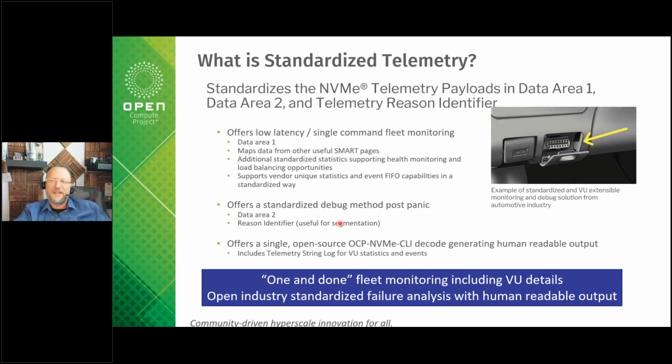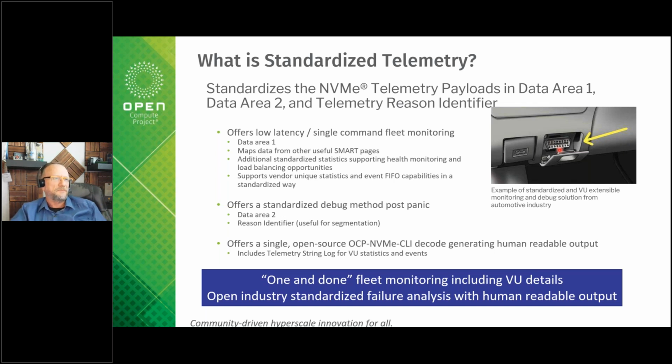So I'm going to start with a quick analogy, and I'm by no means an expert in this space, other than maybe an enthusiast. Here's an example of a vendor unique extendable monitoring and debug solution from the automobile industry. If I plug in my hybrid electric, I get different telemetry than I do when I plug in my older gas engine. However, it is based on some standard for which a standardized reader can be placed in there and data can be brought out.